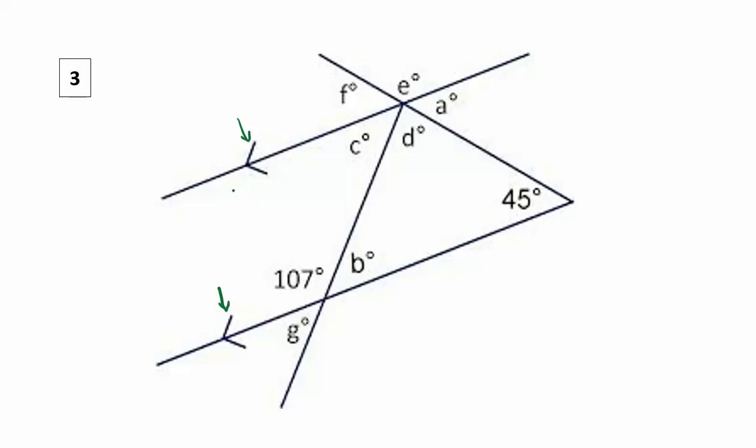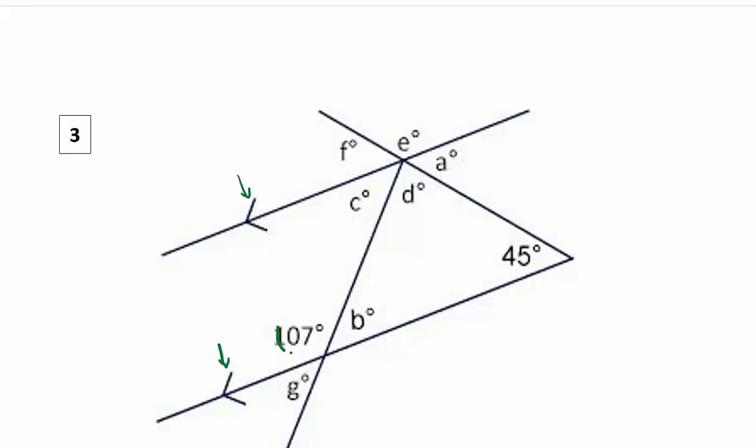So let's look at those two parallel lines. We've got a 107-degree angle that's been given here. We've got a 45-degree angle there, and we've also got a triangle which we can use. Look at these lines crossing over there. That means we've got vertically opposite angles.